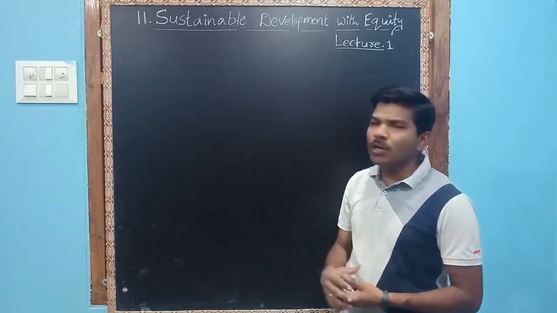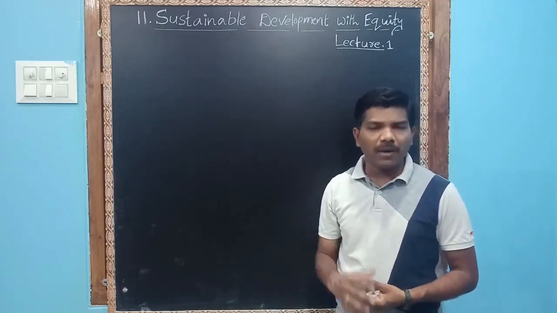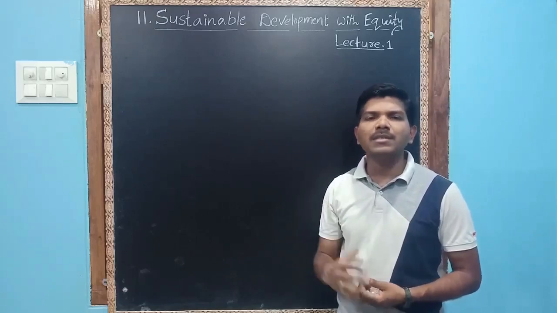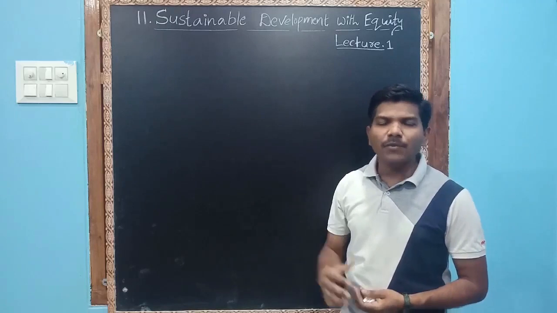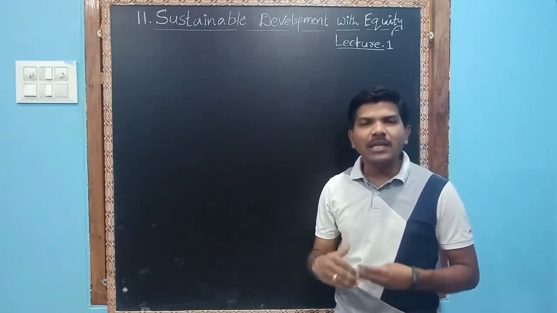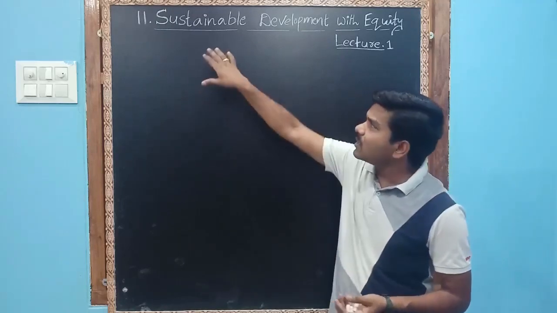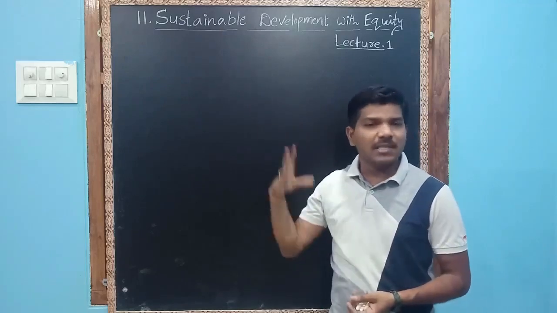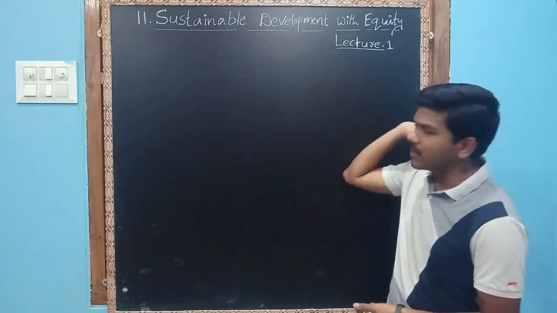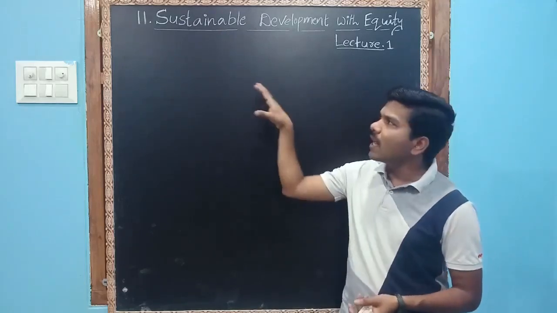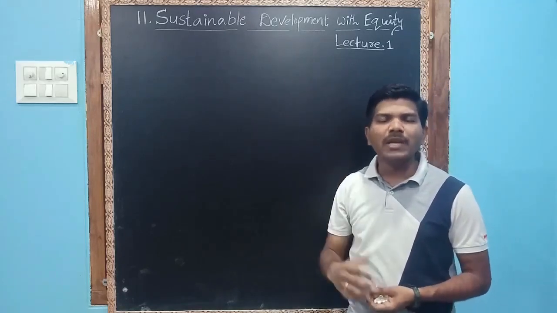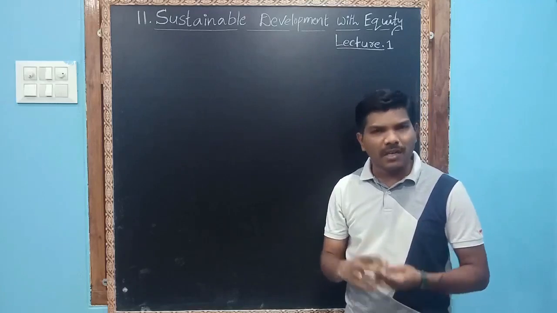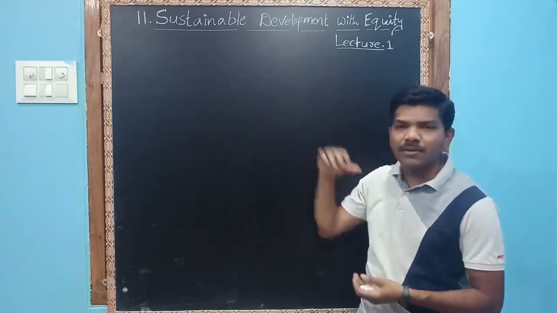The meaning of this word is development without damaging the environment. I repeat, without damaging the environment, development is needed. So this is called sustainability, sustainable development with equity. The entire lesson says that without damaging the environment, we need development. Okay? Let us enter into the topic.